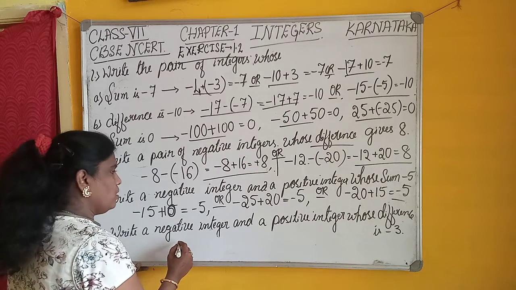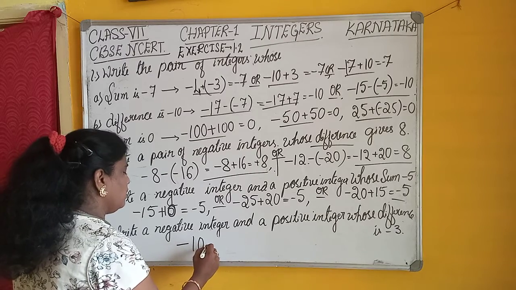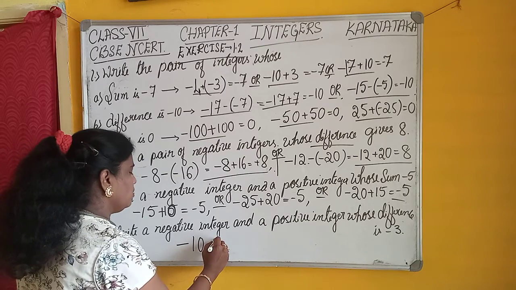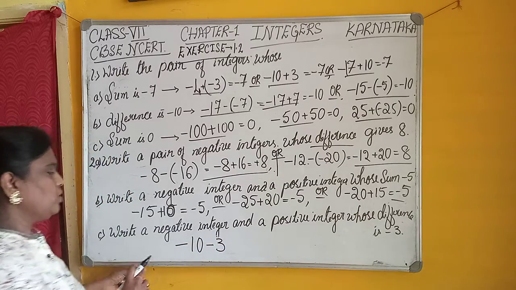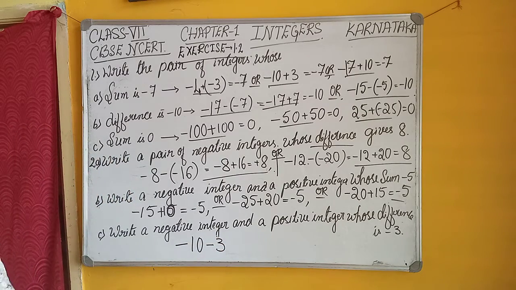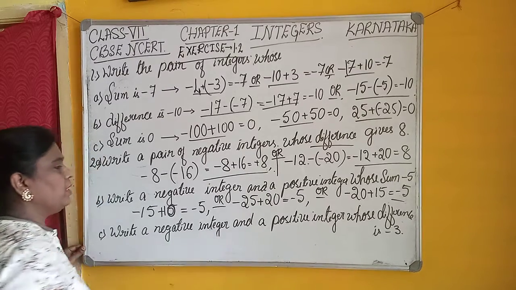Minus 10 minus of plus 3. Here we can take a difference, isn't it? Minus and plus is equals to this. Again minus 30. Here let us try for another.